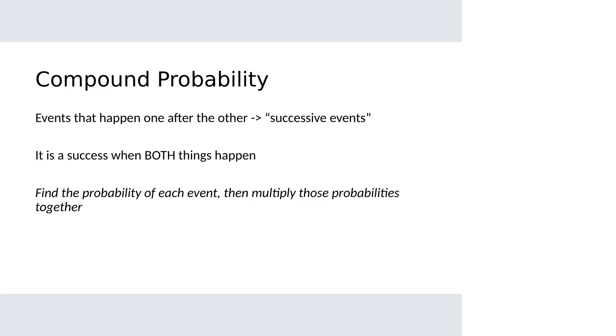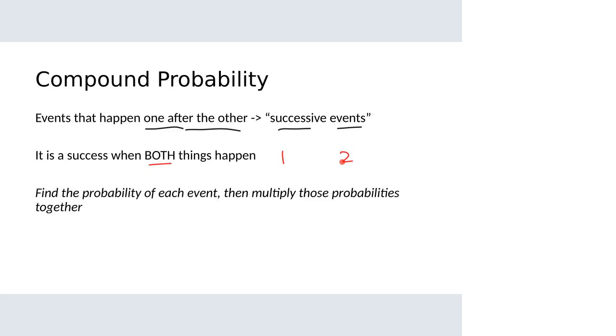Compound probability. What that's about is events that happen one after the other. So something happens, and then after that, something else happens. These are successive events. They happen in succession. One thing happens, and then after it, another thing happens. In order for us to have a success, both things have to happen. The first thing and the second thing.